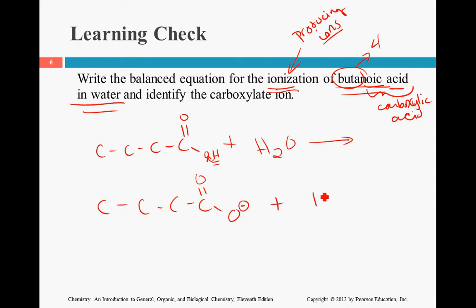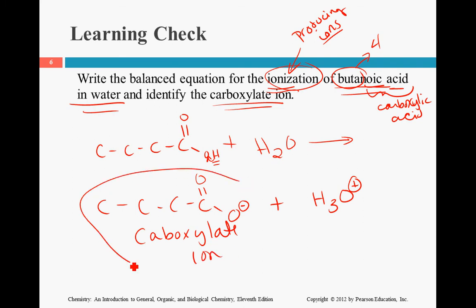And in the process, the water then absorbed that hydrogen. Once again, you have a positive charge now rather than neutral. Once again, they're producing an ion, which is part of the ionization. Identify the carboxylate ion. Well, the carboxylate is what's produced after you take the hydrogen off. So that's your carboxylate ion.